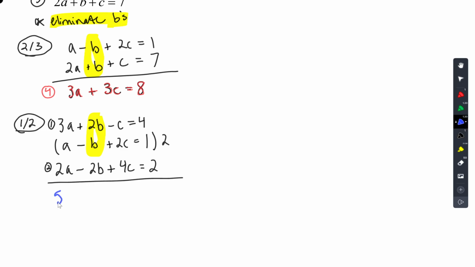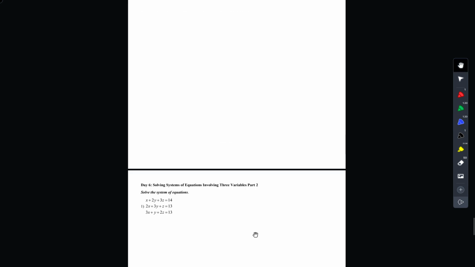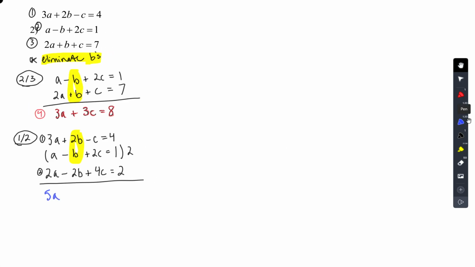a 5a, no b's. And then 4c minus c is 3c. Because then you're going to get plus 3c equals 6. I got 16. So this is my new equation 5.